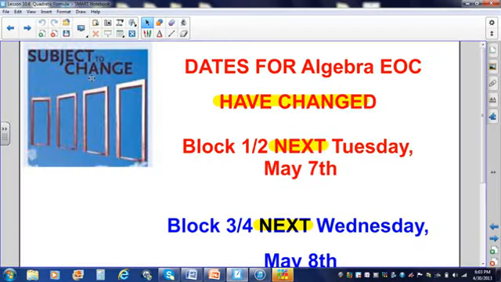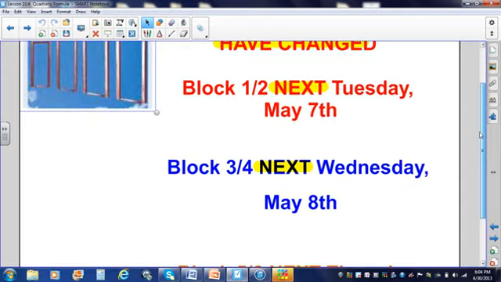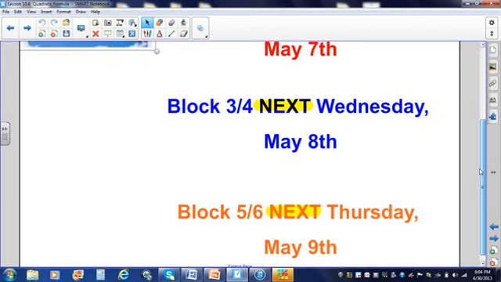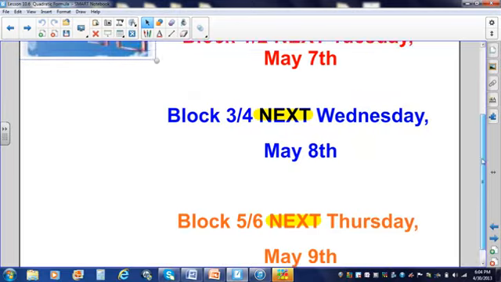Yes, the EOC is back. And I'm so glad I put my little disclaimer, subject to change. The EOC has been pushed up. It will be next week. Block 1 and 2, you'll take it next Tuesday. Block 3 and 4, next Wednesday. Block 5 and 6, you get the reprieve. Nice vocabulary word. You take it next Thursday.